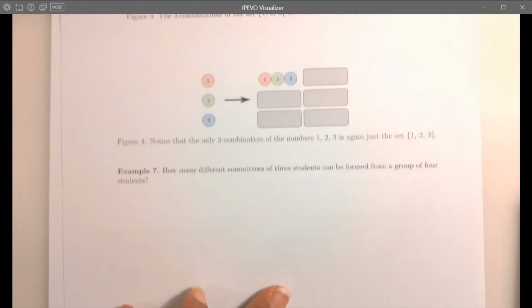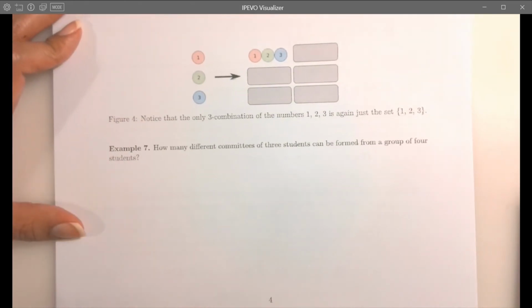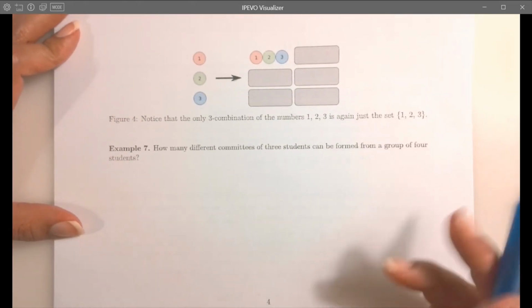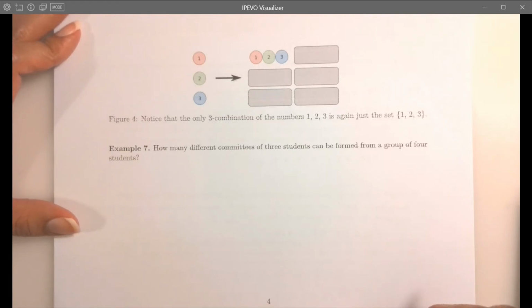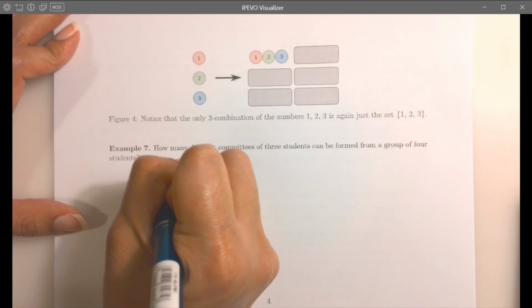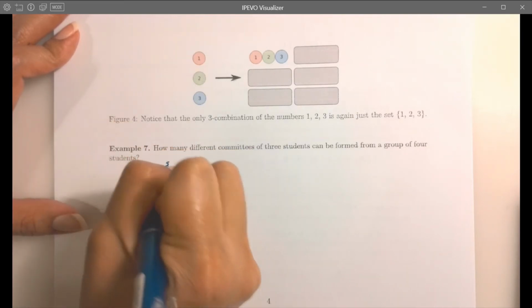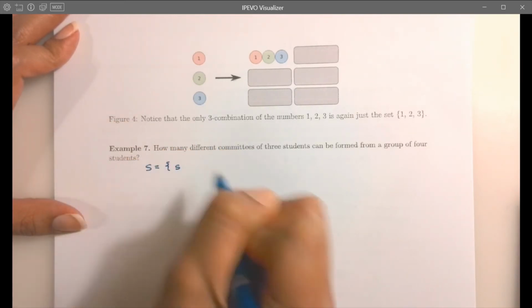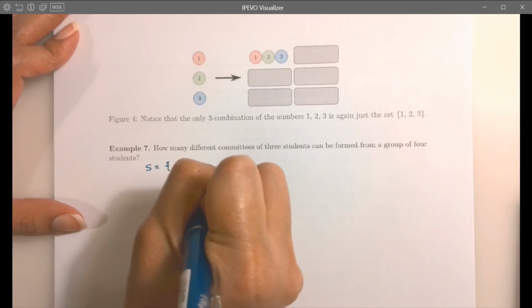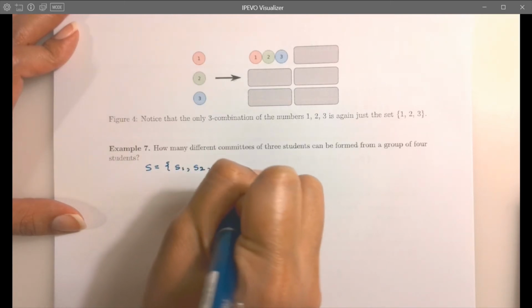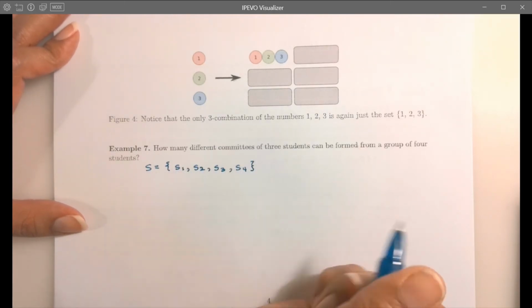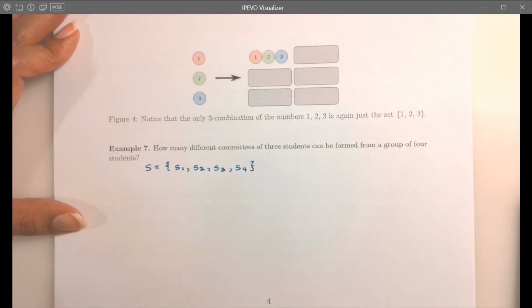Right, so let's look at some applications of that idea. How many different committees of 3 students can be formed from a group of 4 students? So we have, let's say, a set S consisting of student 1, 2, 3, and 4. And we want all combinations of 3 students only.